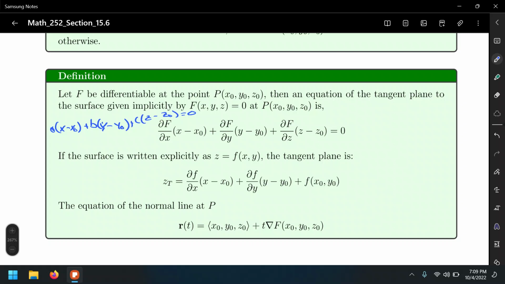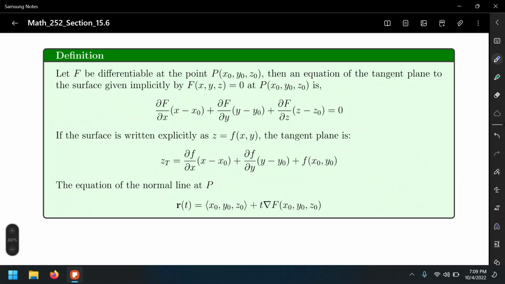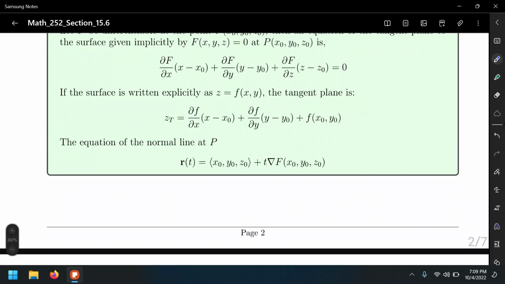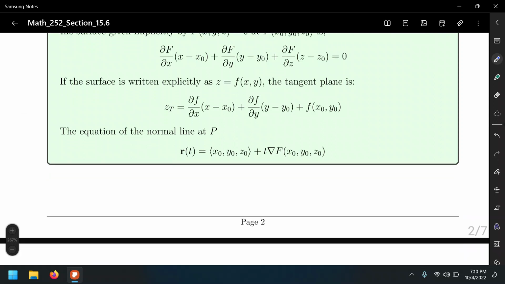So that's why we did this mini review, so you can see how we're going to put this together to get that equation of a tangent plane. All right, so that's the version when we treat the surface in implicit form. If we do it in explicit form, then we have this function z as an f of x, y, so we're not creating another big F function. Then this will be z sub T, and this subscript big T is to denote that that is indeed the equation of the tangent plane on the surface at a given point. In this case, that's simply the partial of f with respect to x times x minus x naught plus partial of f with respect to y times y minus y naught, and we add the value of the function f of x0, y0.